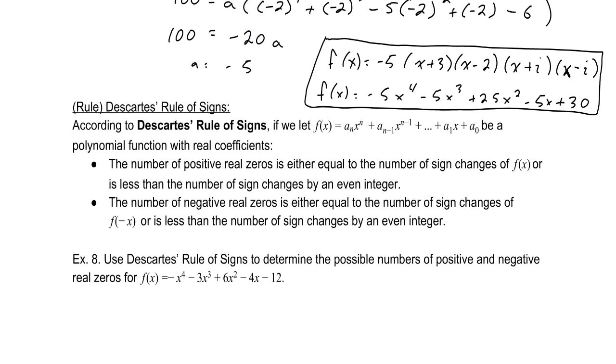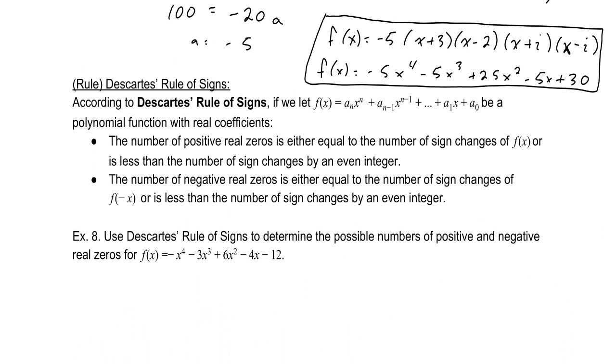The next rule we have is Descartes' rule of signs, which gives us some bounds on positive and negative zeros. It says that the number of positive real zeros is either equal to the number of sign changes of f of x or is less than the number of sign changes by an even integer. We'll explore that with an example. And then the number of negative real zeros is either equal to the number of sign changes of f of negative x or is less than the number of sign changes by an even integer.